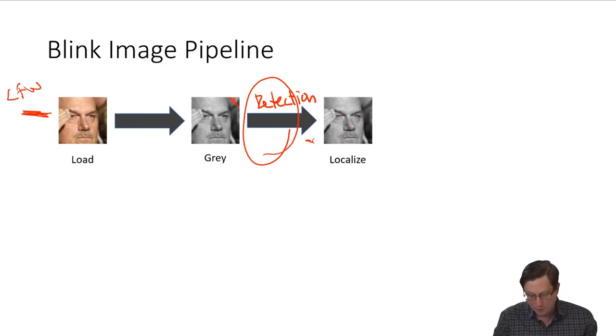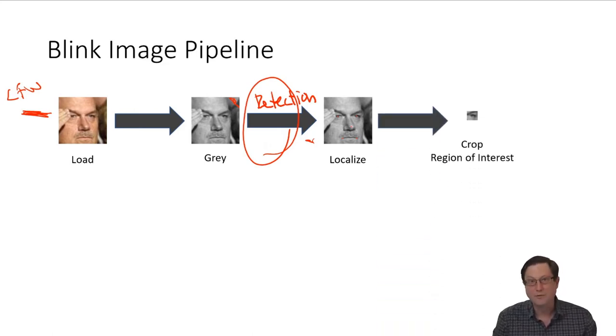So anyway, then you localize, then you take a crop of the region of interest, and that's around the eye. So from this image, you know, you have that localization point, you crop one, you crop two. Now you have two training examples potentially. I'm just going to show this one and how this progresses.